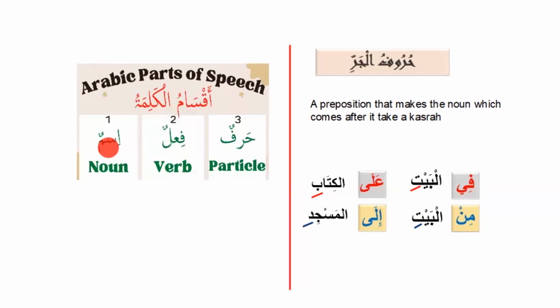One is ism. Ismun means noun. The second one is fi'l, verb. Then the third one is harfun, particle. What this means is that speech in Arabic can be divided within these categories. I hope that is clear. Ism, noun. Fi'lun, verb. Harfun, particle.